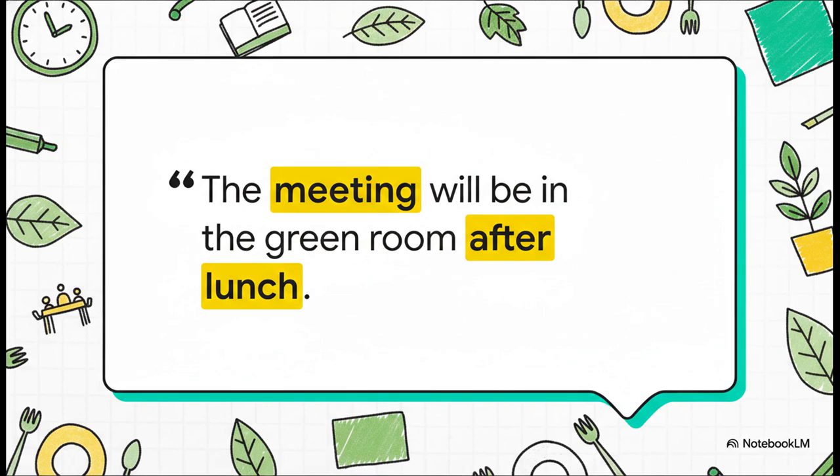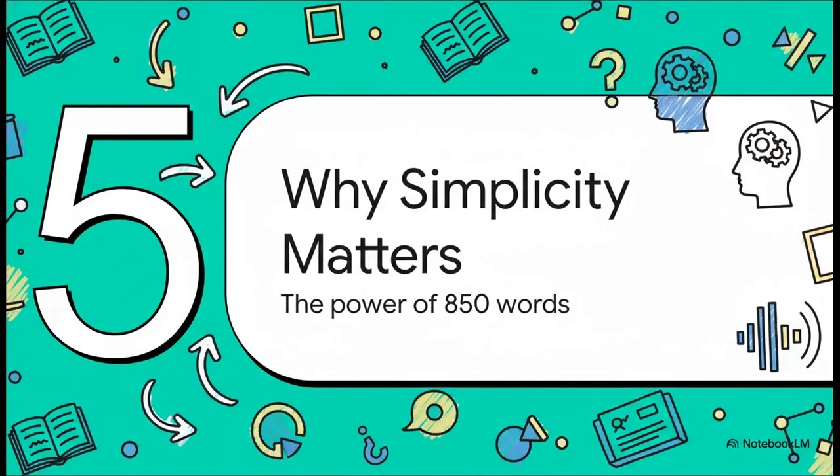And the example sentence? It's a masterclass in this principle. Every single word, the, will, be, in, green room after lunch, all simple, everyday words. The sentence is perfectly clear, and it's constructed using only the tools from that small 850-word box. Now, you might be thinking, okay, that's a neat little history lesson, but so what? Well, the core idea behind Basic English, this radical simplification for the sake of being clear, is honestly more relevant today than ever before. So why does a system like this really matter?